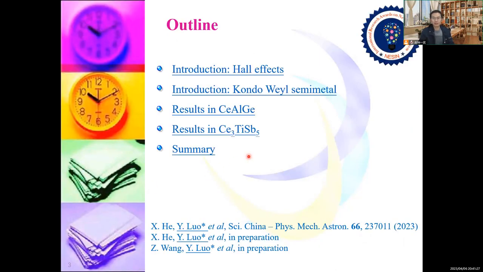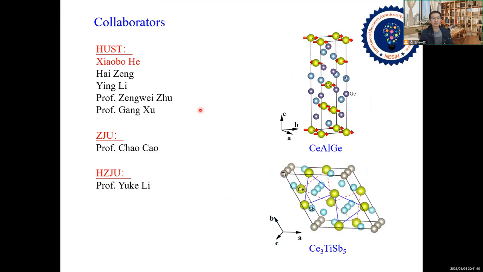Okay. This is the outline of my presentation. In my talk, I will mainly focus on these two kinds of materials, cerium aluminum germanium and cerium titanium antimony. Here are the collaborators of this work.